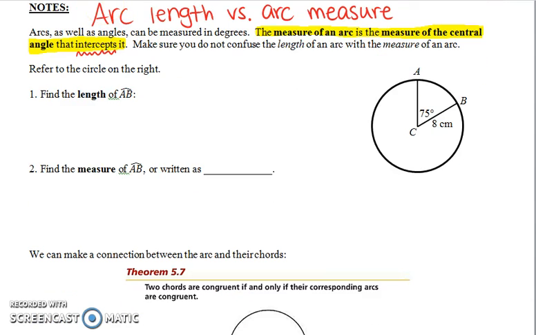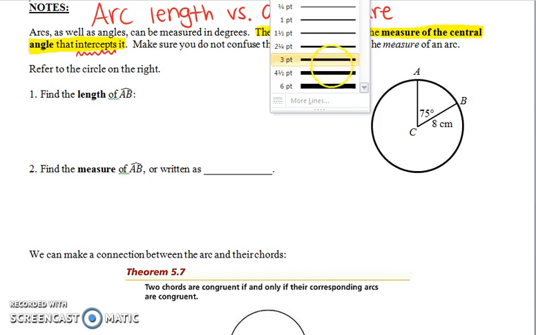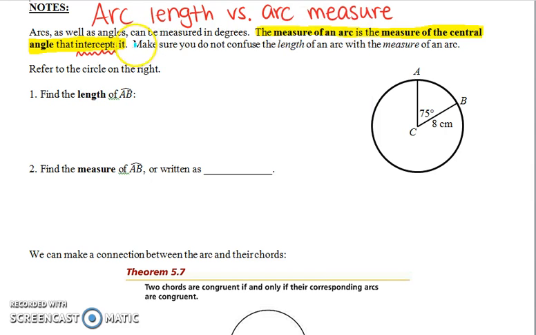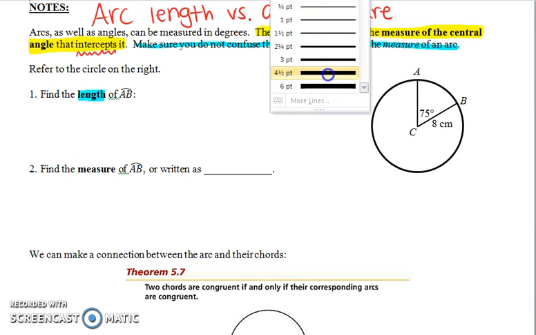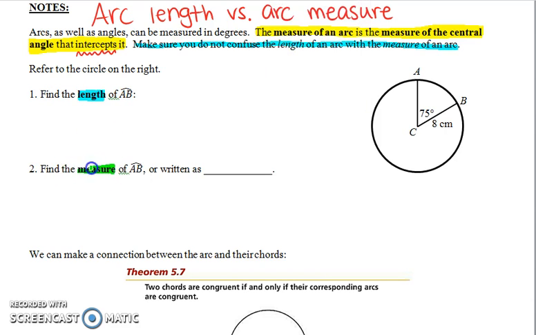So this last note I have here is sort of just a cautionary note. Make sure that you do not confuse the length of an arc with the measure of an arc. They are two very different things. And to show you what I mean, I'm going to use the circle below here, and we're going to find the length of arc AB, and then we're going to find the measure of arc AB so that you can see the difference.